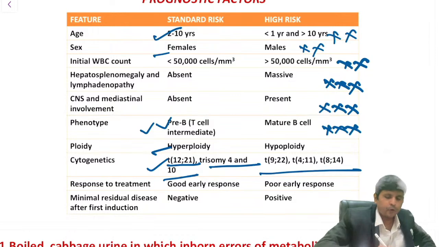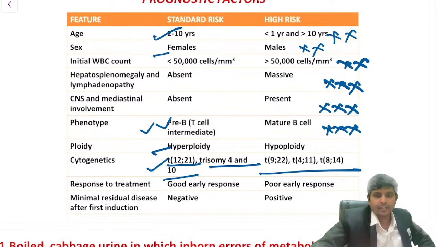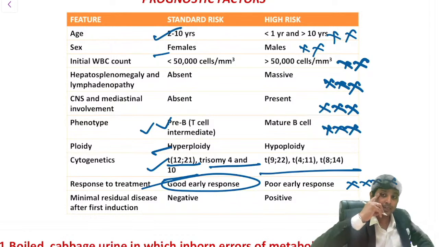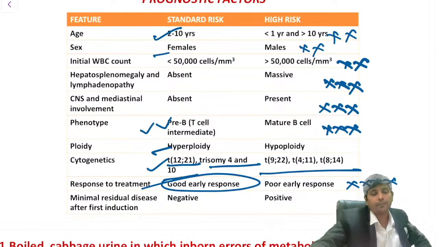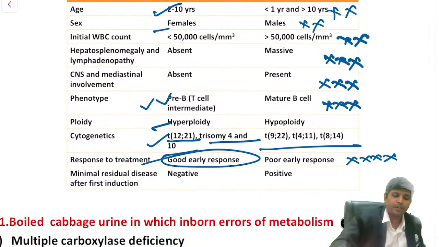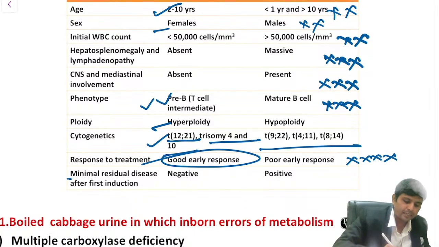Usually we start prednisolone immediately after the diagnosis. Absence of blast cells at the 10th day of prednisolone indicates good prognosis, whereas presence of blast cells at the end of 10 days of prednisolone, even at the end of 7 days, indicates a bad prognosis.